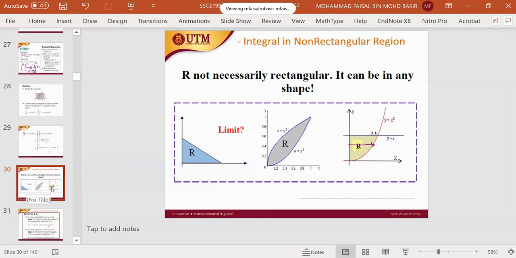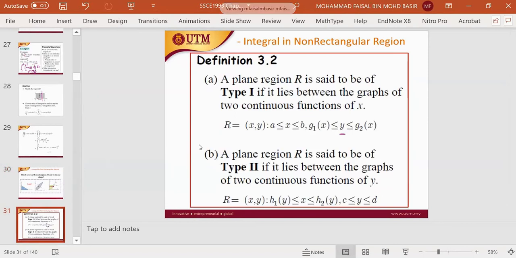And then for type, we have type 1, type 2. And also, if we change the integration, the limit also changes, not like before. Okay, we rest for a while, 2 minutes, and then we continue this. Meanwhile, if you have any question, just ask.